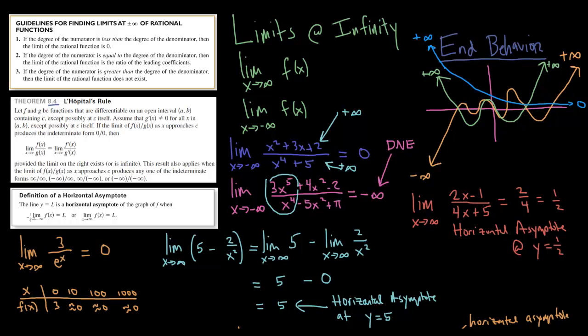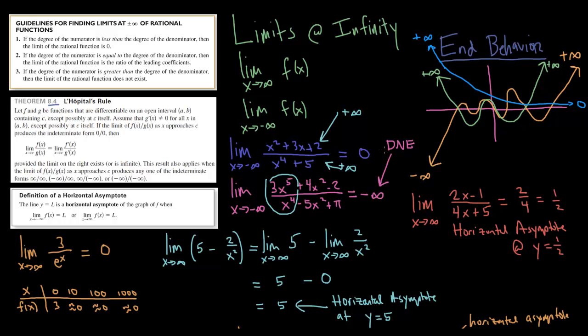So, limits at infinity. Limits at infinity can be infinite or they can be finite. Here's an infinite limit at infinity. Here's a finite limit at infinity. Finite limit at infinity. But if you get an infinity for your answer, then that's an infinite limit at infinity.